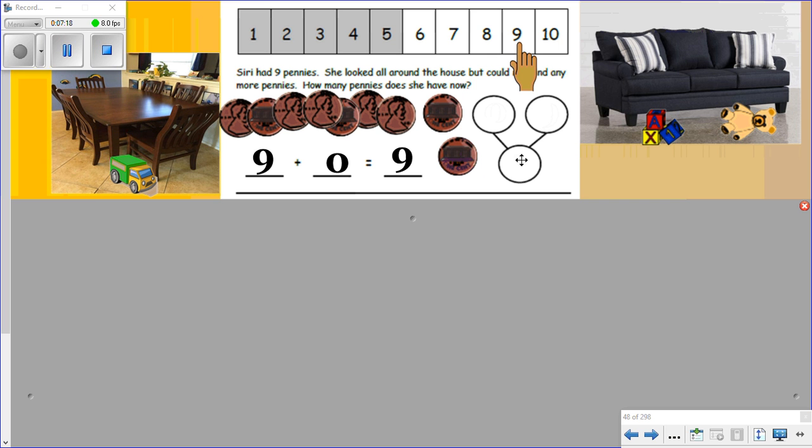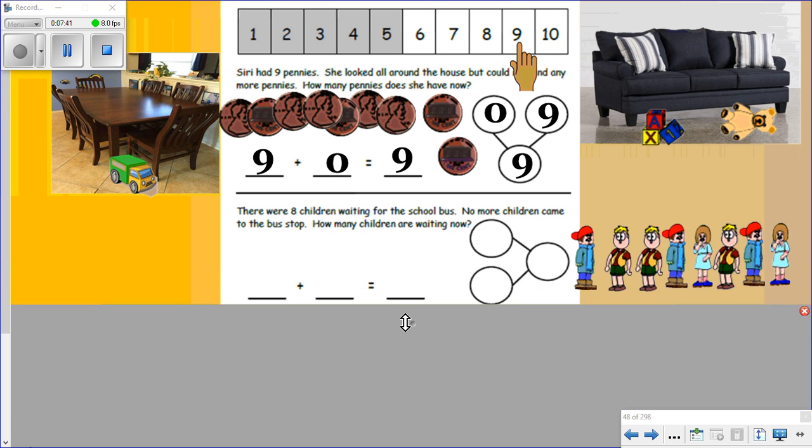So in our number bond, our whole amount is 9. 0 were found. We did find some other toys, but no pennies. And then 9. So yes, you do put the number 9 two times in your number bond. When there's a 0, you're going to have two numbers that will be the same.